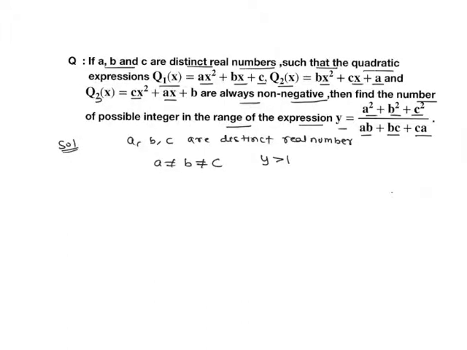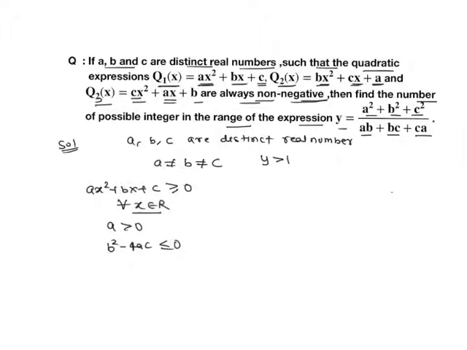Next, the given quadratic expressions q1(x) equals ax square plus bx plus c, q2(x) equals bx square plus cx plus a, and q3(x) equals cx square plus ax plus b are always non-negative. You can say ax square plus bx plus c should be greater than or equal to 0 for all x belonging to R. So for this we can say a must be greater than 0 and b square minus 4ac should be less than or equal to 0. We can say bx square plus cx plus a must be greater than or equal to 0 for all x belonging to R. So for this we can say b must be greater than 0 and c square minus 4ab should be less than or equal to 0.